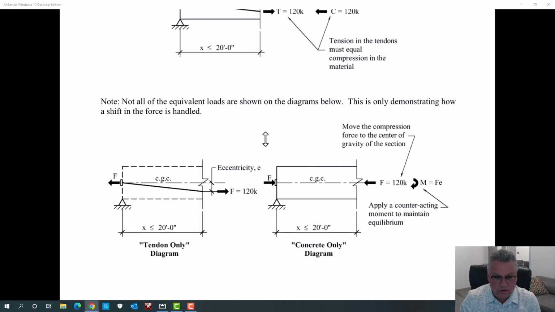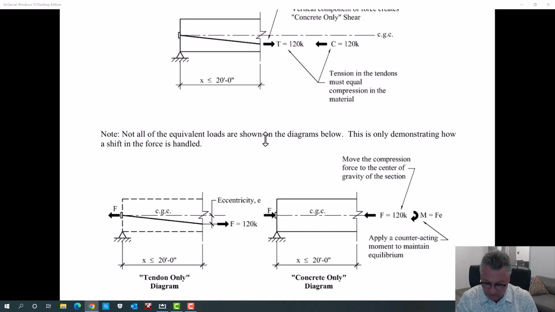But we are going to start off by both looking at the tendon diagram, because it's extremely important, and the concrete diagram separated. So in this tendon diagram, there's a tension force on the tendon group of strands of 120 kips. The concrete, as we set up here, needs to be balancing that, and that actual centroid needs to be at the same location as the tension force.